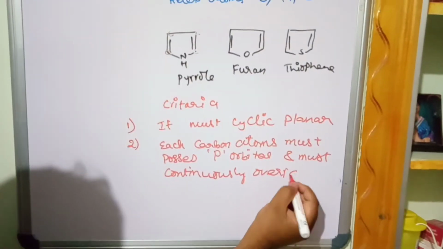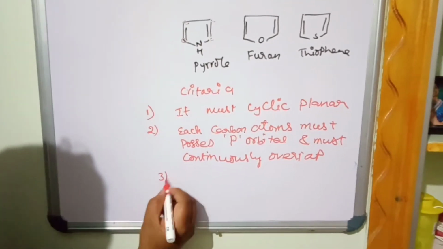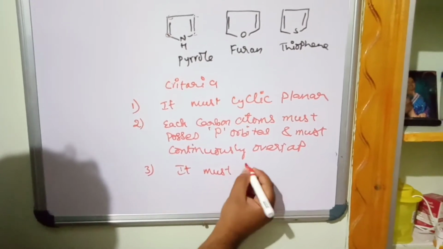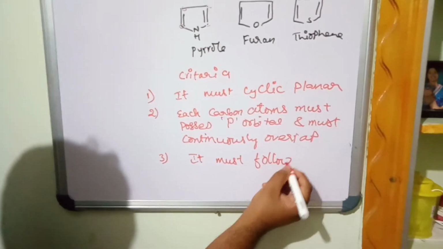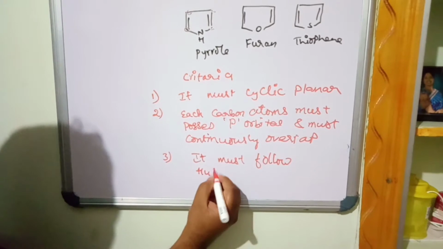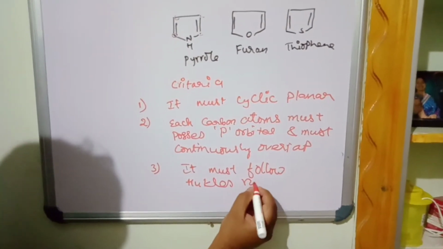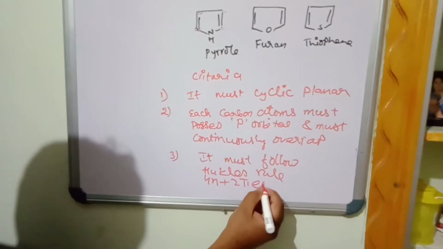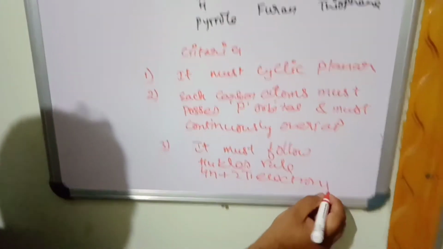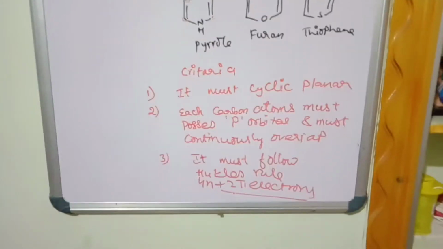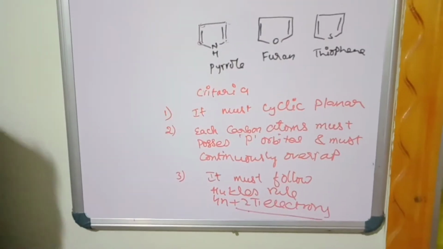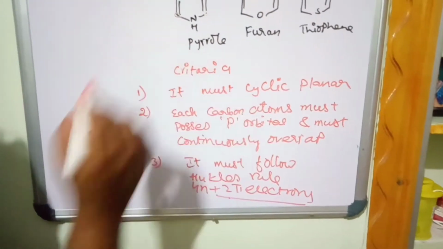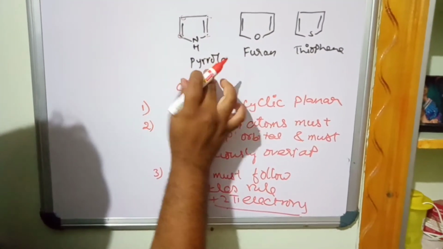Third, it must follow Huckel's rule, 4n plus 2 pi electrons. Now if these 3 criteria are fulfilled, then we can say that heterocyclic compounds are aromatic compounds. Now let us discuss one by one. First we take the compound pyrrole.